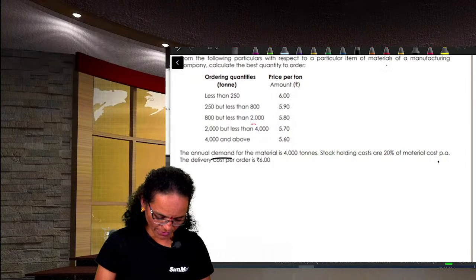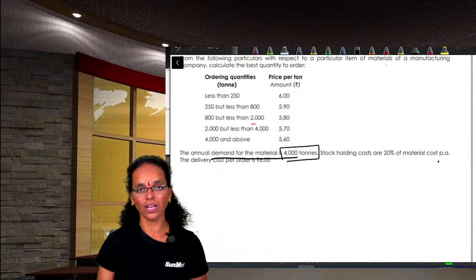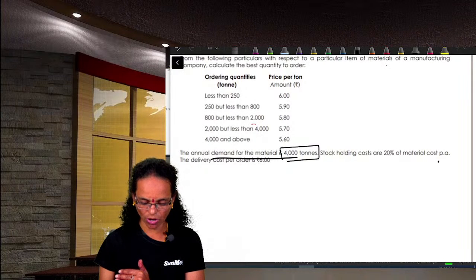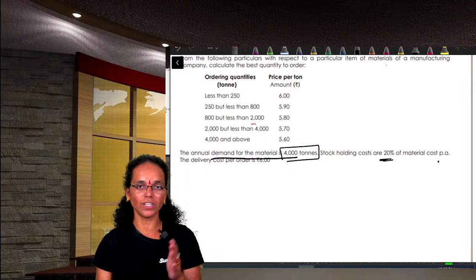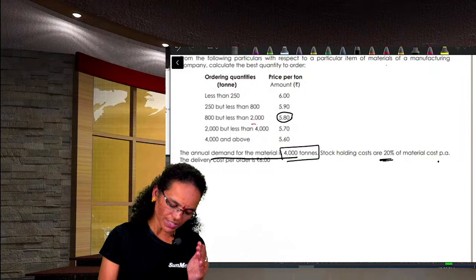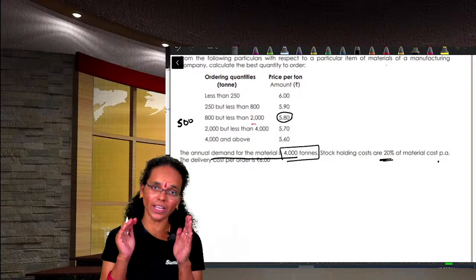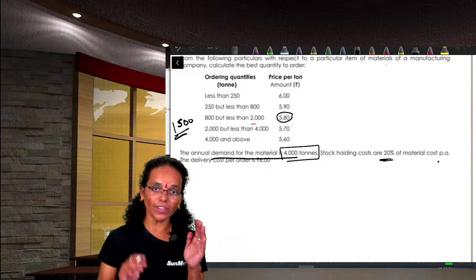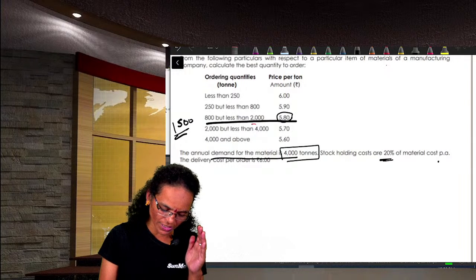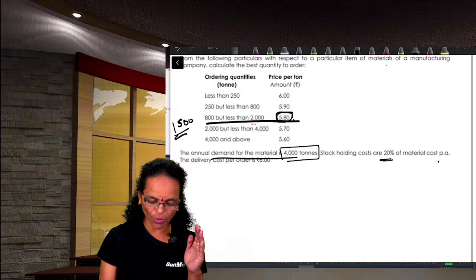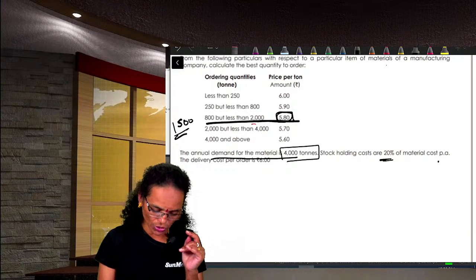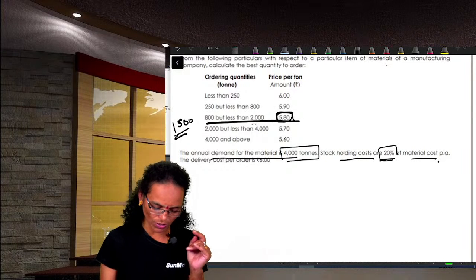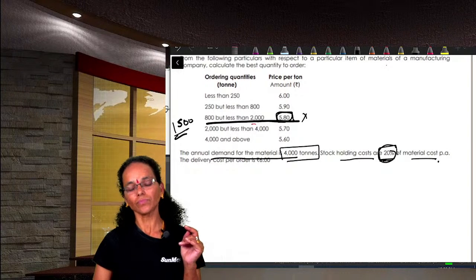The annual demand for the material is 4,000 units. Our demand for the components is 4,000 units in a year. Stock holding costs are 20% of material cost. Whatever the cost you pay, let's assume you are purchasing 1500 units in a lot, you will fall under this slab. The rate will be 5.8 rupees per unit. So holding costs are 20% of the material cost, 20% on this, right?